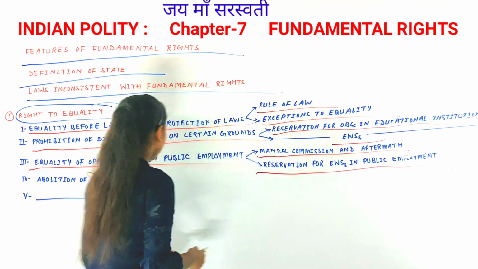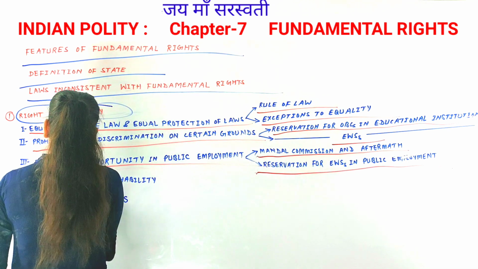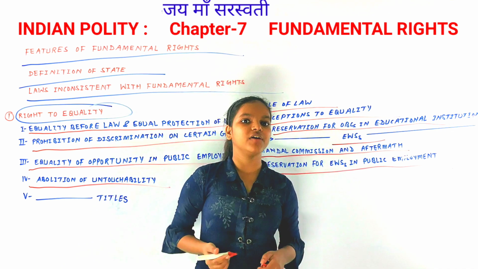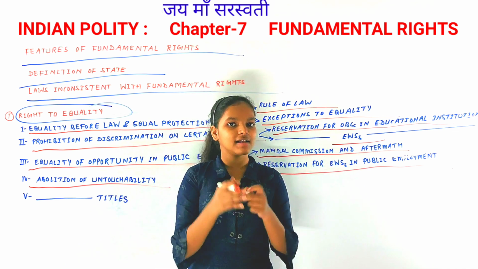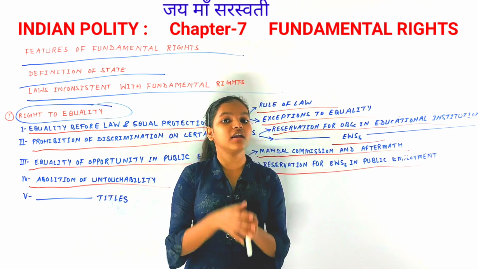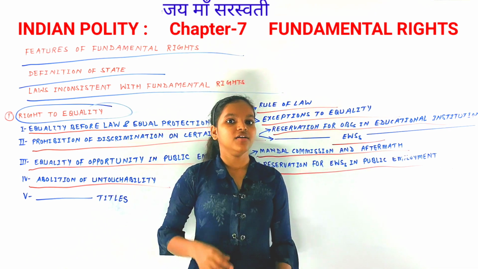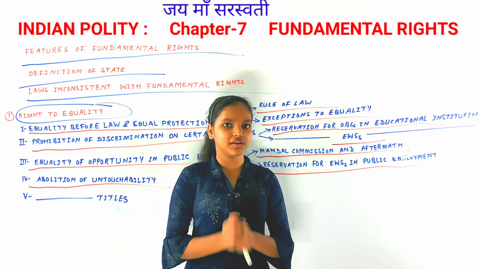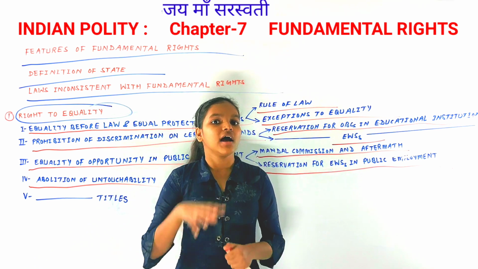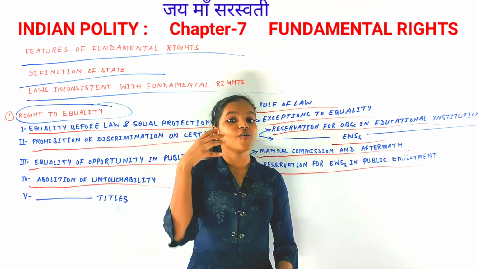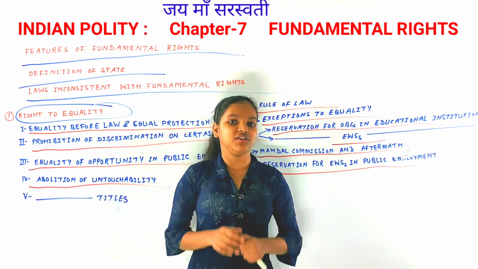And our next subtopic is abolition of untouchability. Till now we have discussed up to Article 16. Now comes Article 17, which deals with abolition of untouchability. Article 17 abolishes the practice of untouchability, and the practice of untouchability is an offense in the view of government.